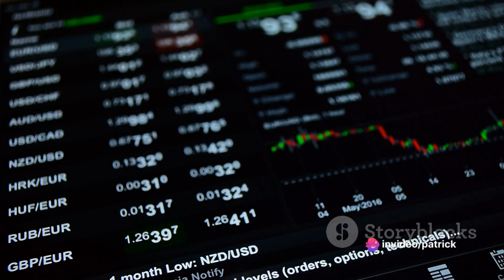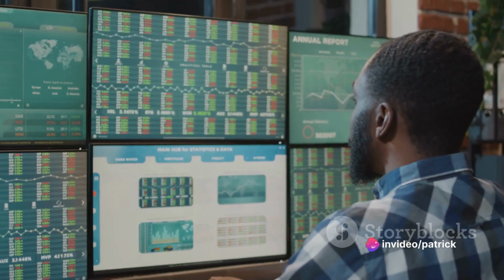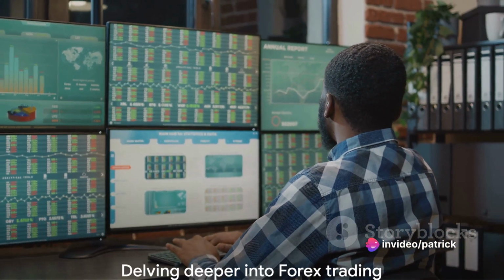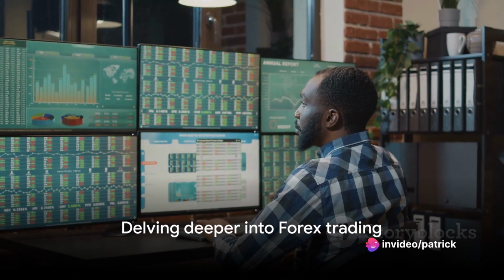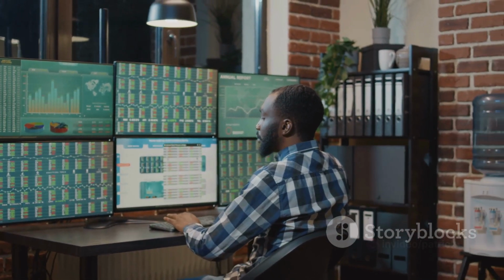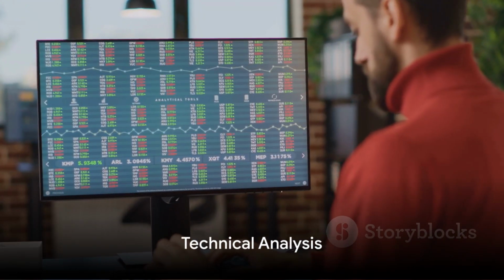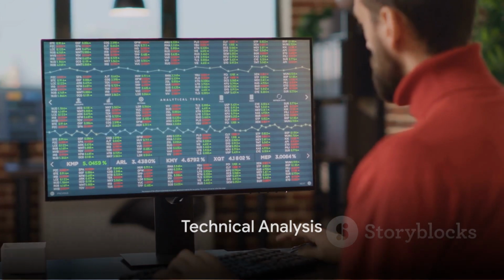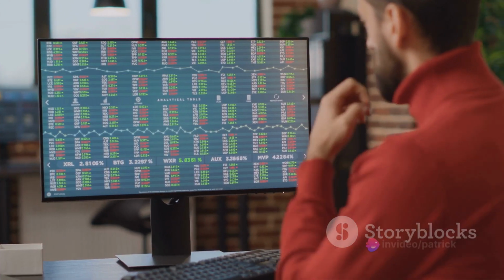But be aware, while the potential for profit is high, so is the potential for loss. It's crucial to develop a solid understanding of the market dynamics and establish a well-thought-out trading strategy before diving in. With these basics in mind, you're now ready to delve deeper into the world of Forex trading. Ever heard of the term technical analysis and wondered what it means? Well, let's unravel that mystery together.